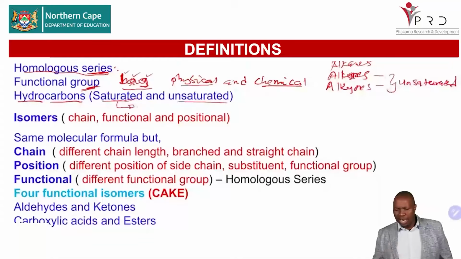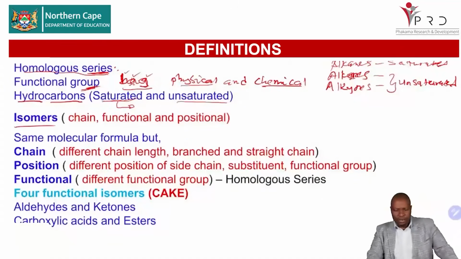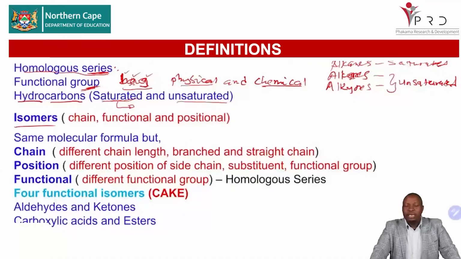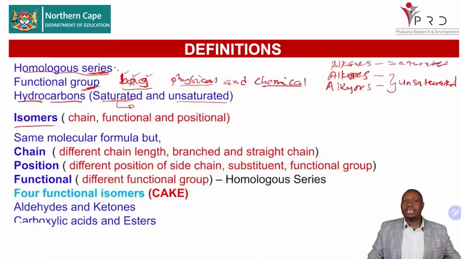Now, when we are done with those hydrocarbons, which are your alkanes, alkenes and alkynes, remember, alkanes are saturated, which means they have no multiple bonds between carbon atoms. Now, we're going to look at the isomers. For isomers, we are saying these are structural isomers. Iso means same. They have the same molecular formula, but different structural formula. So we're calling them structural isomers.